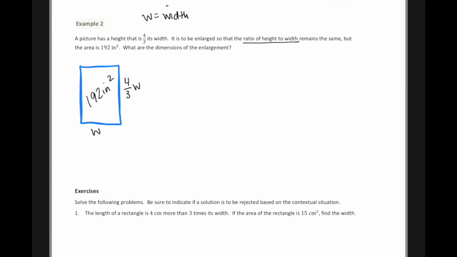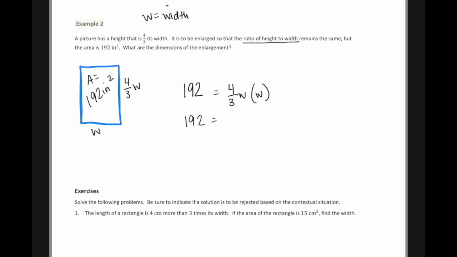Now, what's interesting about this word problem is that it gives me the area of 192 inches squared, but also gives me a ratio of height to width. And so I have to find the dimensions of the enlargement, and the area is basically once it has been enlarged. So I set up my equation here with words, and that's okay. Sometimes you have to do that.